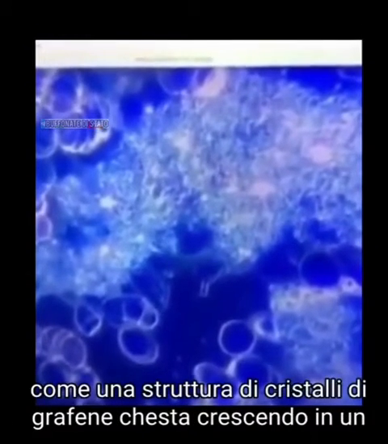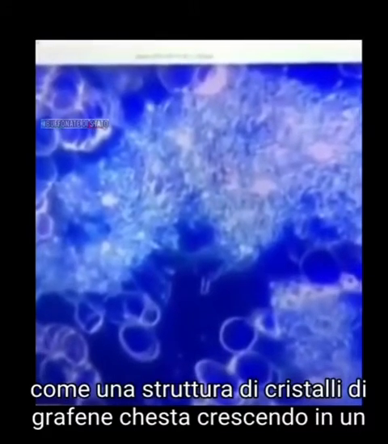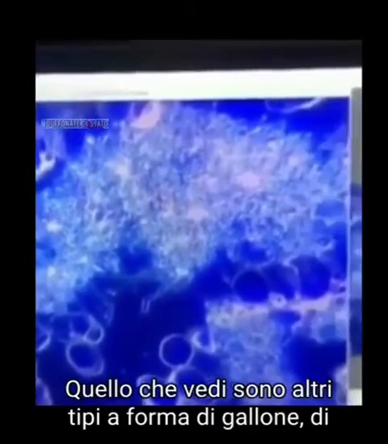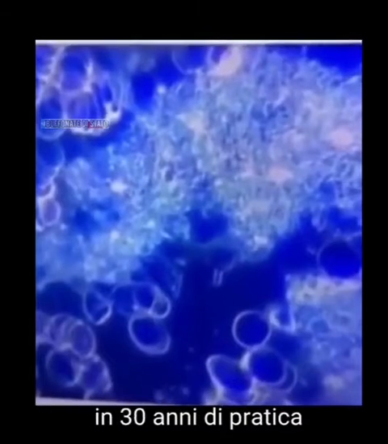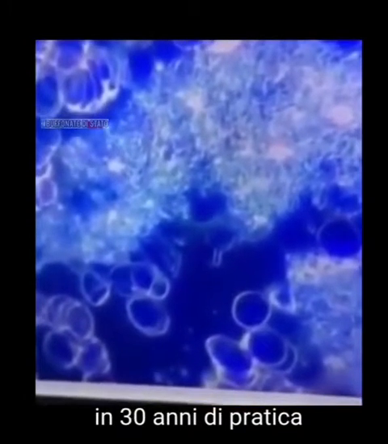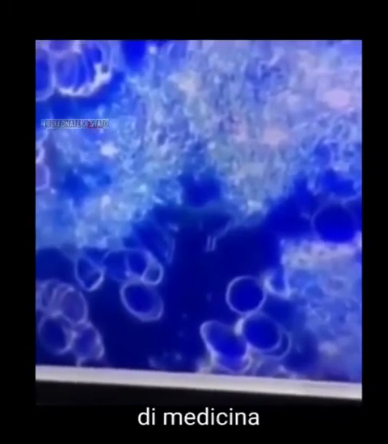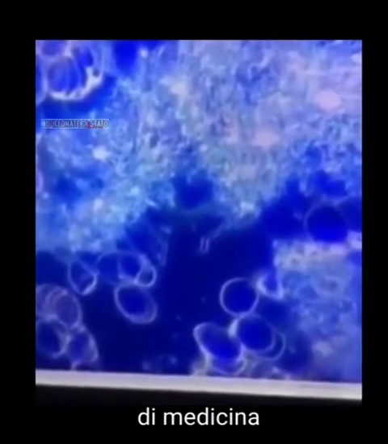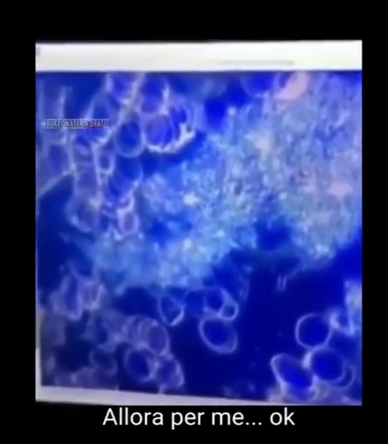Yeah, it looks like a crystallized graphene structure that is growing a network, and what you can see are these Morgellons-type strings sticking out of it. This is very, very bizarre, and Dr. Peggy has never, ever seen anything like this in her 30 years of medical practice. So that to me is really bizarre. Right. Yeah.